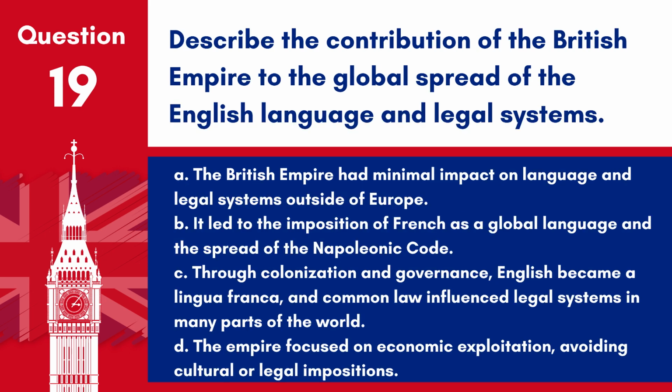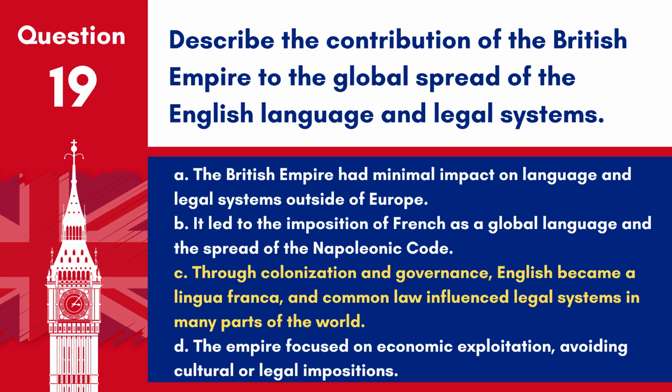Question 19. Describe the contribution of the British Empire to the global spread of the English language and legal systems. A. The British Empire had minimal impact on language and legal systems outside of Europe. B. It led to the imposition of French as a global language and the spread of the Napoleonic Code. C. Through colonization and governance, English became a lingua franca, and common law influenced legal systems in many parts of the world. D. The empire focused on economic exploitation, avoiding cultural or legal impositions.